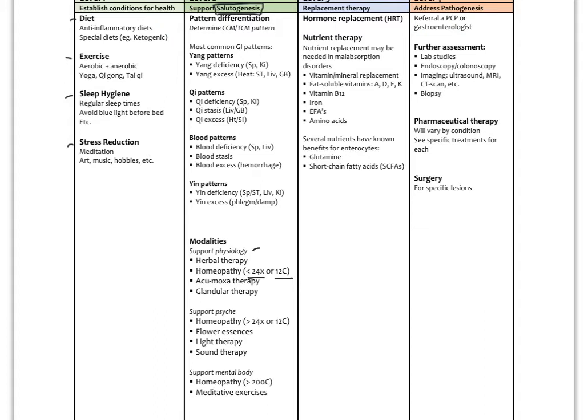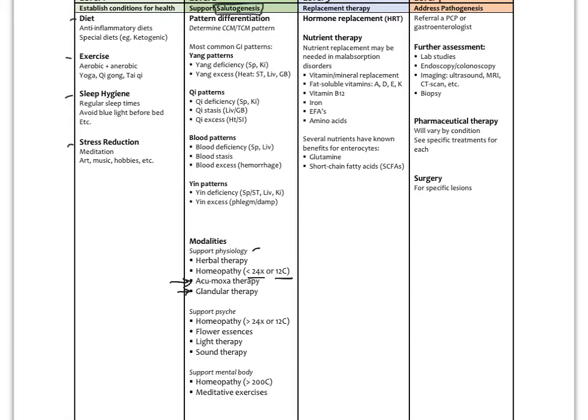Acumoxa therapy, of course, and then glandular therapy. So acumoxa therapy, really a tool we have to support the autonomic nervous system directly. And as we'll see, the autonomics play a big role in a lot of these GI disorders. And then glandular therapy would be using bovine or porcine, usually freeze-dried glands where the hormones have been removed, but we give the gland orally as a way of maybe giving special nutrition to a certain gland. So that's another therapy you might hear about.